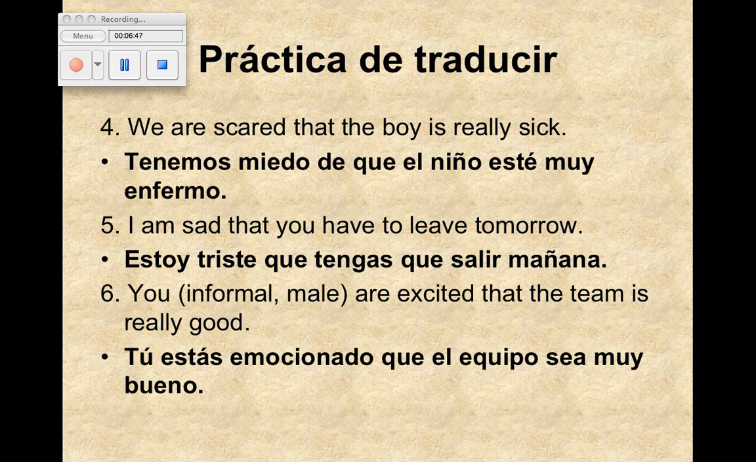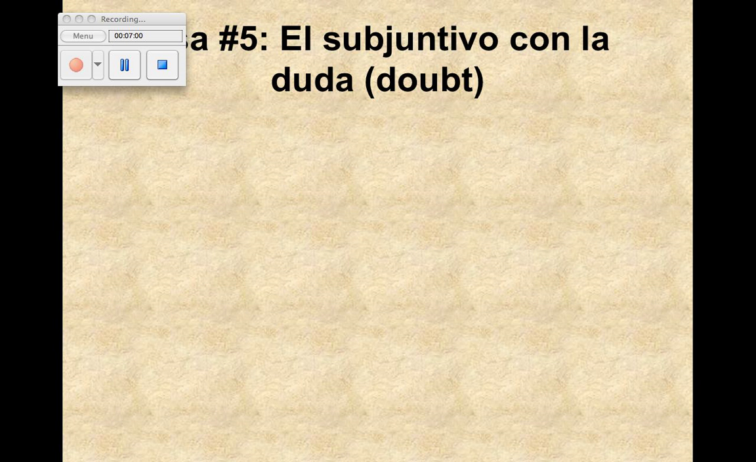Okay, so here you have it. Pretty easy, huh? Okay, this one's pretty straightforward again because it's with emotion. The next one that we cover with doubt is the one that is a little bit trickier.